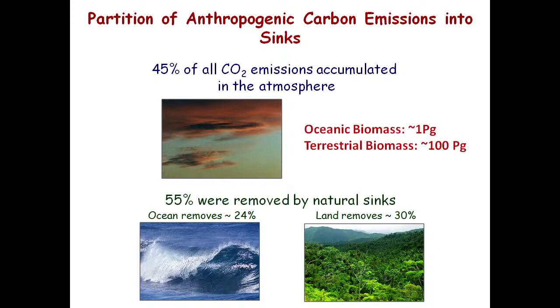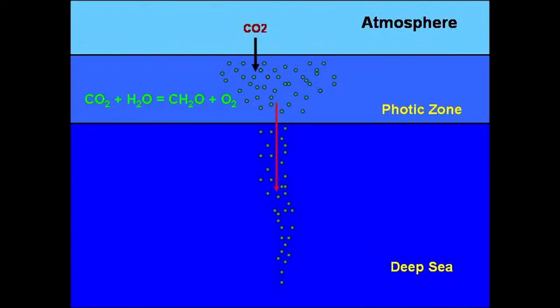But just to throw you some numbers, if you look at the biomass, which is the amount of chlorophyll or the pigments that are available, on the land it is almost 100 times more than what we see in the ocean. But the ocean is equally effective in removing carbon dioxide through this process.